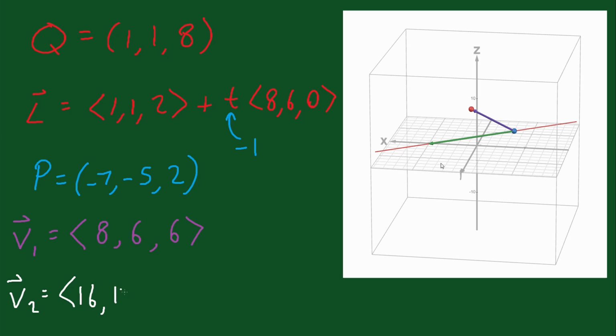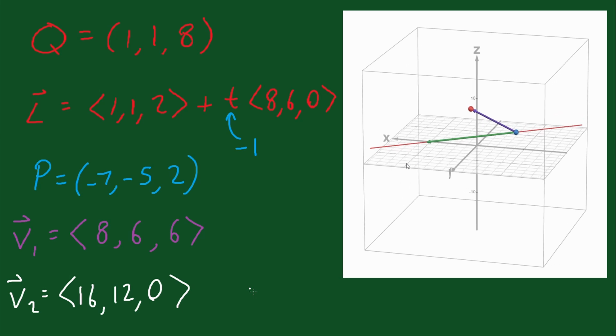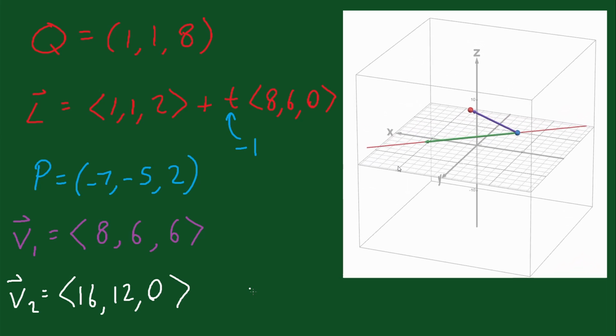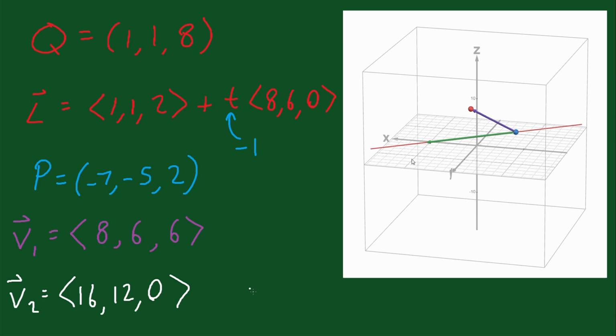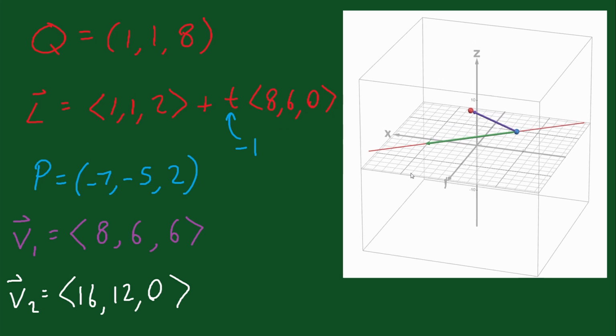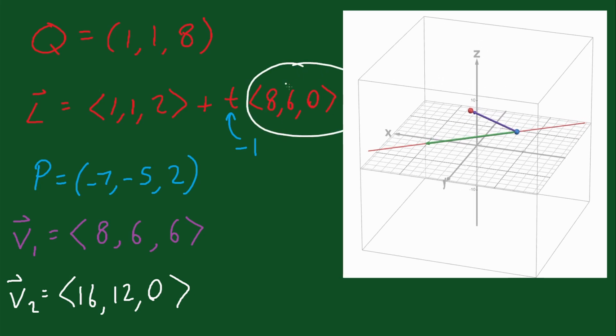And the reason I'm using 16, 12, 0 instead of 8, 6, 0 is because I wanted to make this green vector a little bit longer just to make the picture look nicer and to make it easier to see where everything is. If that green vector is too short, then the picture just doesn't look as nice in my opinion. So I used a multiple of 2 and I'm using 16, 12, 0 rather than 8, 6, 0 for my direction vector. Again, it doesn't matter. You could just use this for this process, but I'm going to use 16, 12, 0 just to keep everything consistent with our diagram over here.